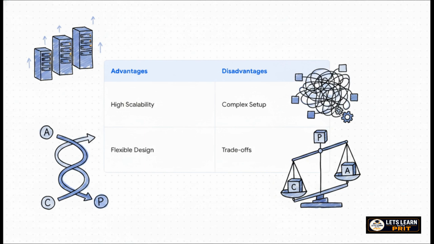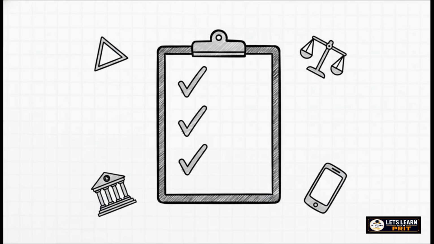For disadvantages, emphasize the complexity in setup, because keeping servers in sync is mathematically super hard. Plus, the fact that you are forced to make trade-offs. You can never build a magic system that perfectly guarantees all three at once. Listen, if you want a perfect 10 out of 10 on a CAP theorem question, just memorize this examiner checklist.